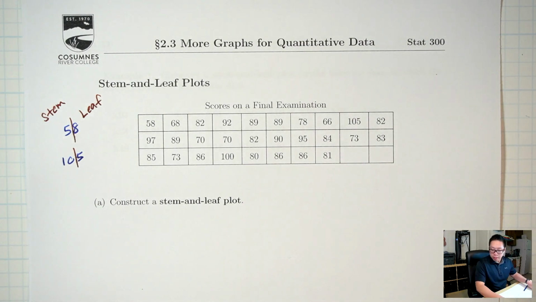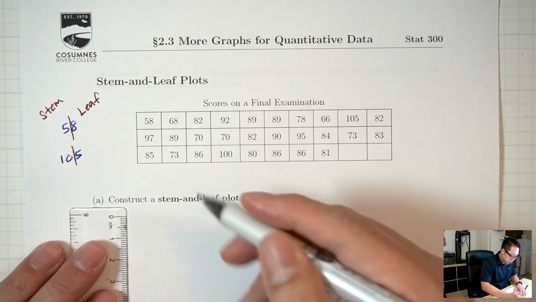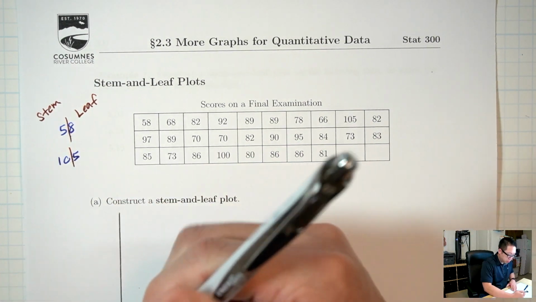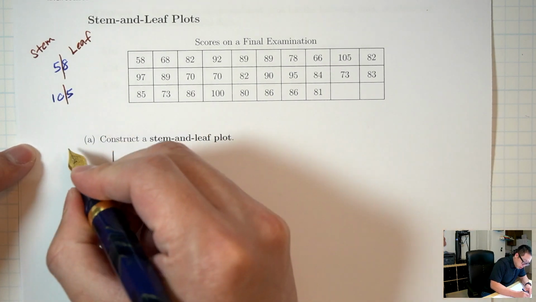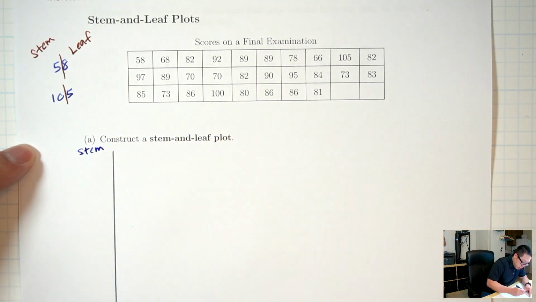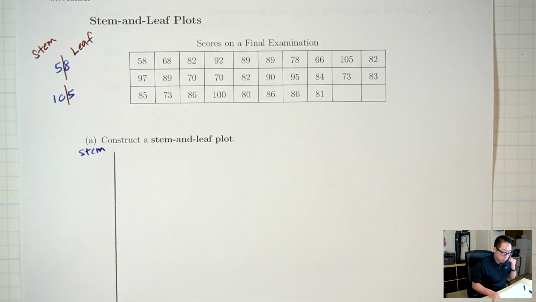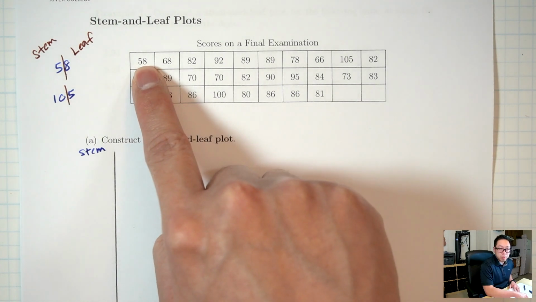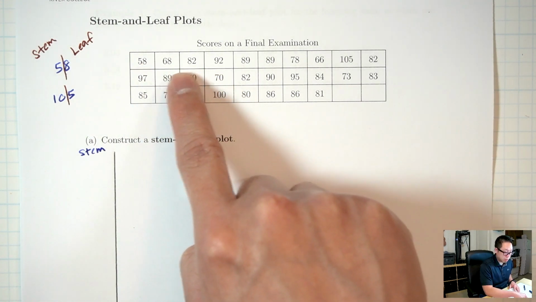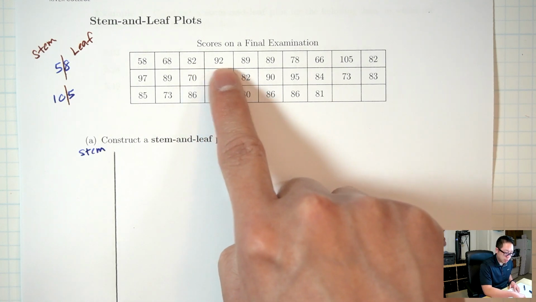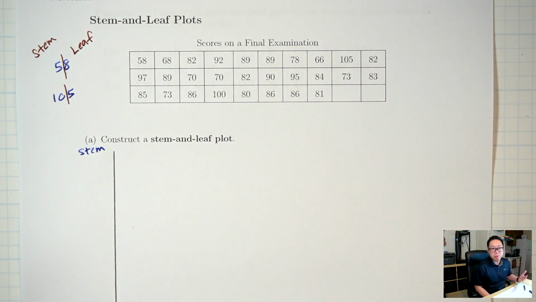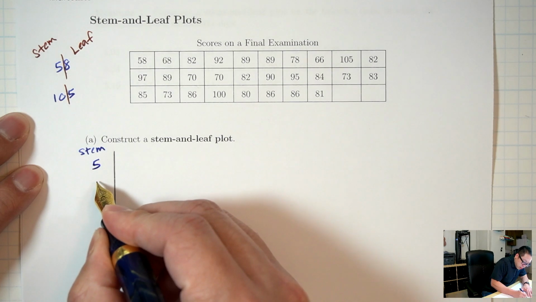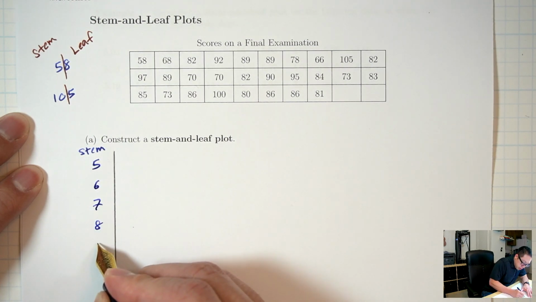And the way you make a stem and leaf plot is, I'm going to first draw a line. On the left side, I'm going to list all my stems. So if I look at my data and try to figure out what are all my possible stems: 58, the stem is 5. 68, the stem is 6. That's an 8. That's a 9. I got some 7s and 10s. So my possible stems here are going to be 5, 6, 7, 8, 9, 10. So I'm going to write down all my stems: 5, 6, 7, 8, 9, and 10.